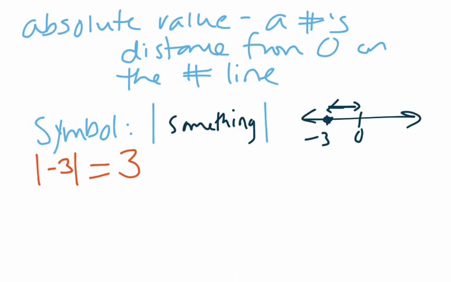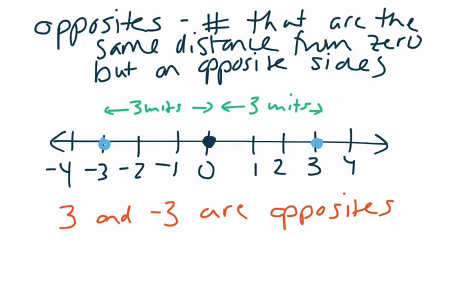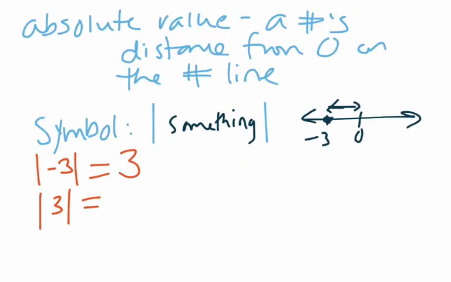What about the absolute value of +3? Okay, well, remember the definition. This is why definitions are so important. The absolute value is the distance from 0 on the number line. So how far away is 3 from 0? Well, it is also 3 units away. Okay?